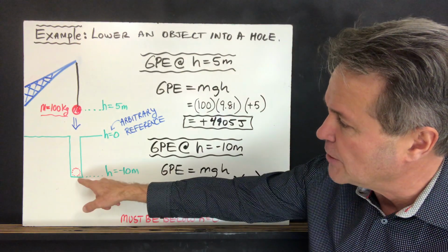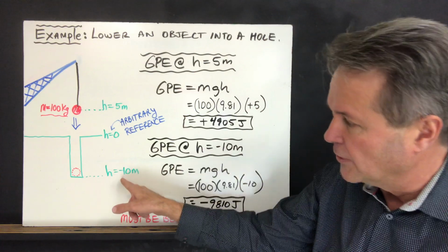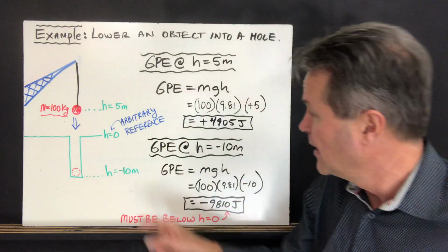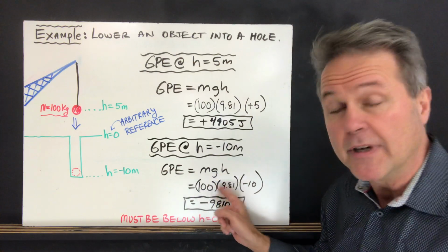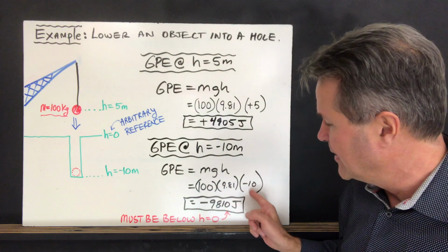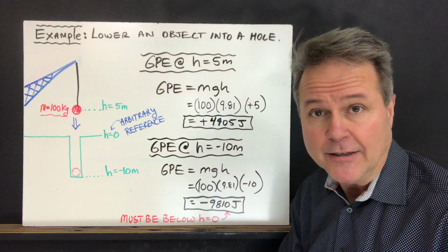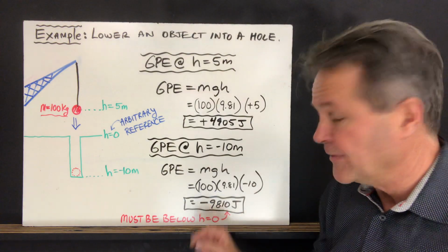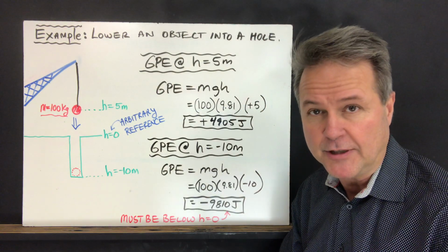And if we determine the GPE at the bottom of the hole, well, it looks like the bottom of the hole is located at negative 10 meters. So we'll take mass times g times h, 100 times 9.8 times negative 10, which would give us negative 9810 joules. And that negative indicates that the object must be located below h is equal to 0.